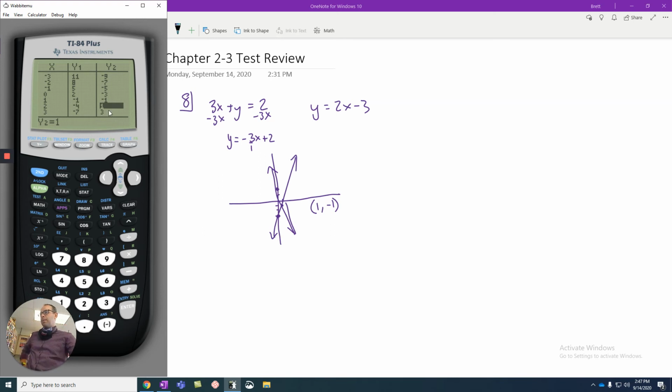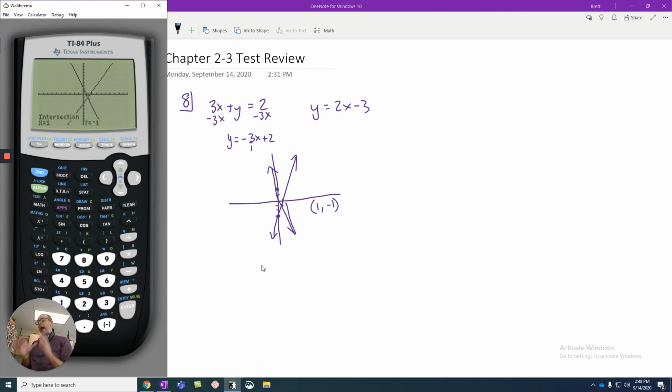And so you can find the answer in the xy table, if you can find the matching y values. If for some reason you can't find it, or you don't even want to go through that process of searching, the other option is to go second and trace. The option you're looking for is an intersection. If we choose number 5, then we're just going through: yes, it's the first curve, yes, it's the second curve, yes, I want you to guess, and it'll come up with our 1, -1.